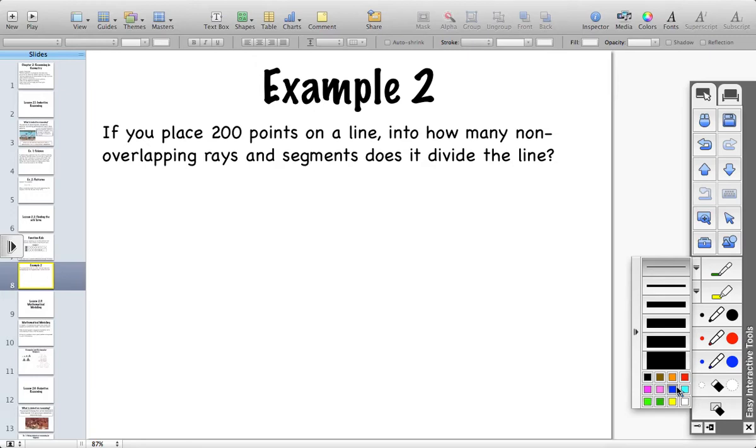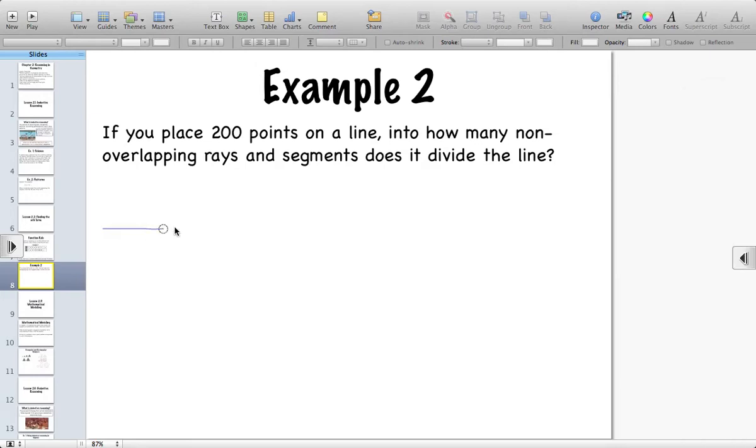All right, I'm trying to make this little pen smaller so I can fit all the information I want to. So let's take a look. We have points on a line and we want to know how many non-overlapping rays and segments does it divide the line. So I've got a bunch of different categories going on here. Let's say points that divide the line.